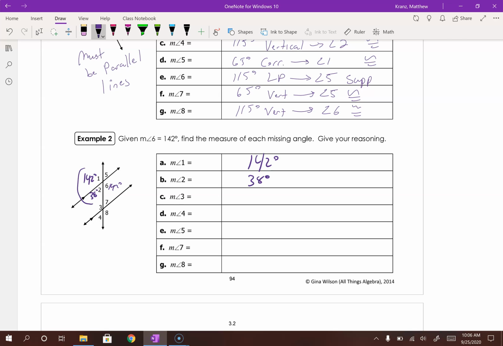Angle 3 is going to be 142 because it corresponds to angle 1. Angle 4 will be 38 because 3 and 4 are a linear pair, or corresponds to angle 2. Angle 5 will also be 38 because it's a vertical angle with angle 2. 7 will also be 38 because it's alternate interior to angle 2, or a linear pair with angle 3. Then finally, angle 8 will be 142 because it's vertical to angle 3 or a linear pair with angle 7.